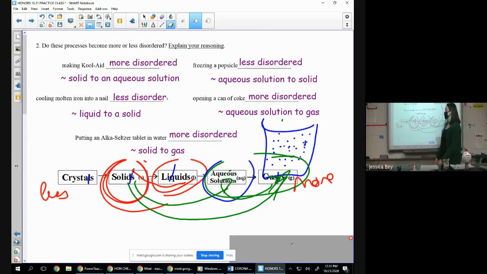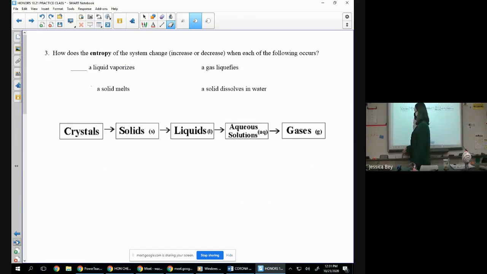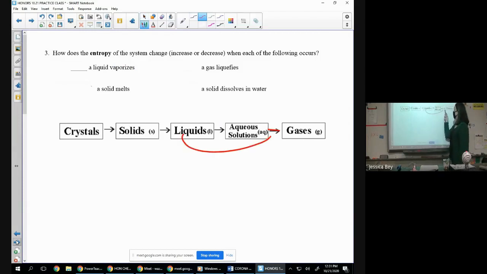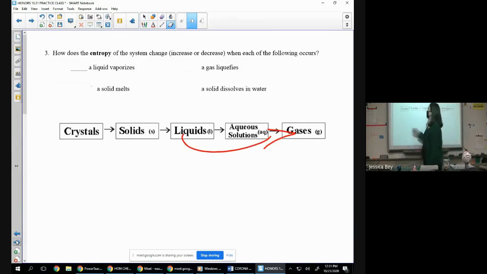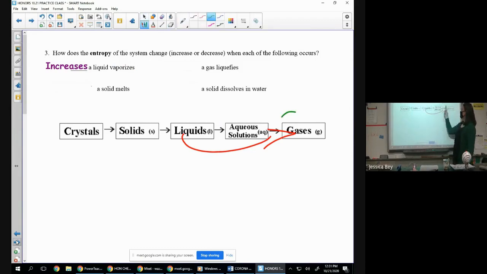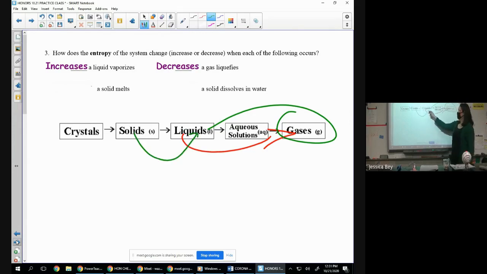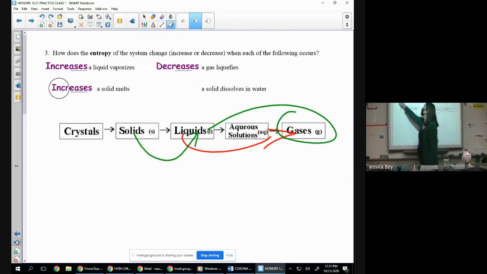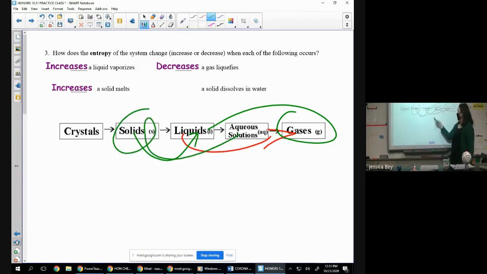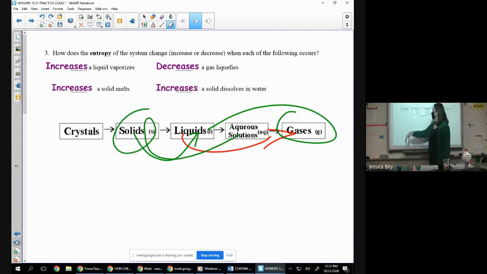Does anybody have any questions on those? I'm going to do the next ones because they're exactly the same. If you have a liquid vaporizing, you're going to be more, increase, I guess it says increase or decrease the entropy. A gas liquefies, decreases. A solid melts, is going to increase. And then a solid dissolving in water is also going to increase.